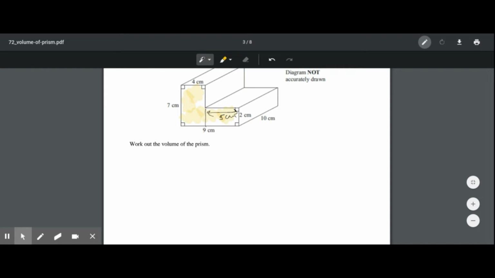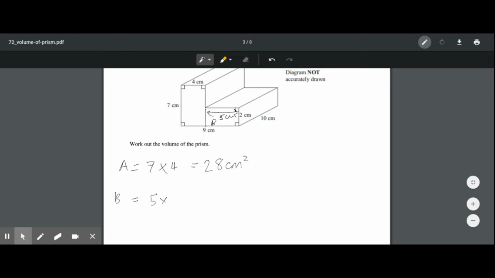Now, to calculate the area of one part, say this is A. For A, to calculate the area, all you do is 7 times 4, and you get 28 centimeters squared. Apologies for the awful writing. Now, let's call this B. To find the area of B, you just do 5 times 2, which is 10 centimeters squared.